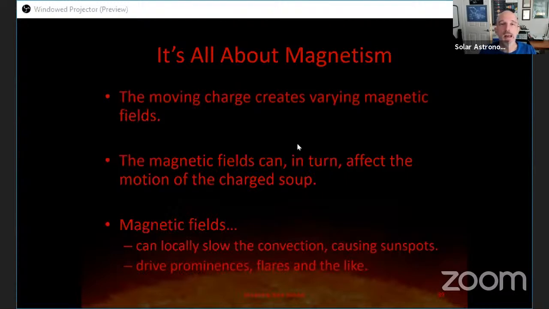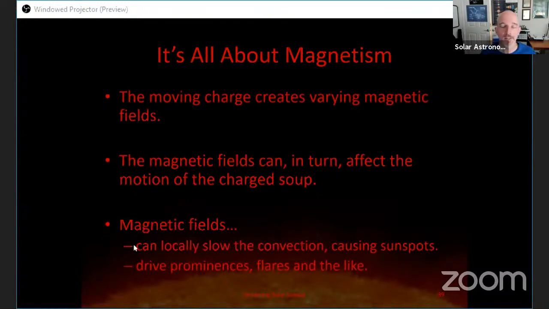The sun is really all about magnetism. We just said that the sun is this charged soup of positively and negatively charged particles. It turns out that moving charge creates varying magnetic fields. Again, this is physics that you may or may not remember; if you don't, don't worry about it. Moving charge creates varying magnetic fields, and magnetic fields can in turn affect how charged stuff moves. So there's a lot of interaction here.